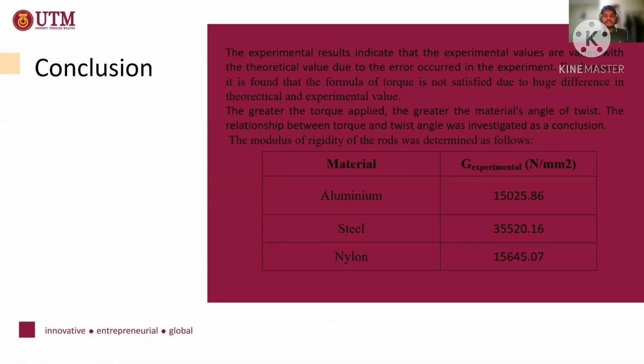The modulus of rigidity of the rods was determined as follows. For aluminium, it is 15,025.86. For steel, it is 35,520.16, and nylon is 15,645.07. That's all from us.